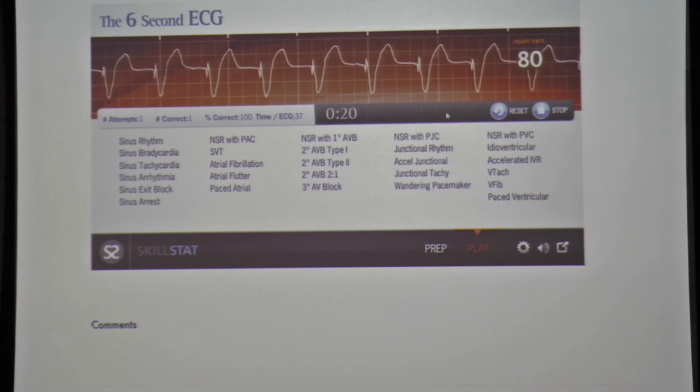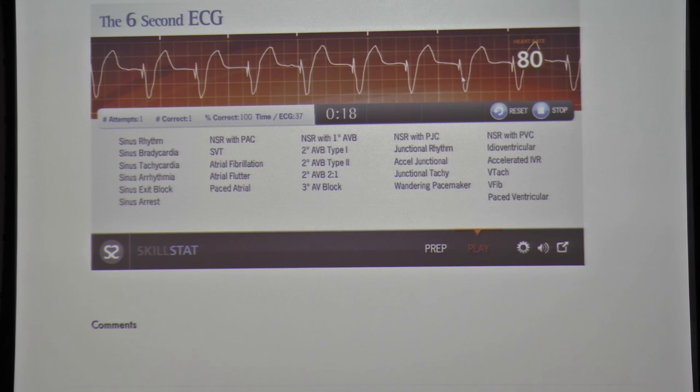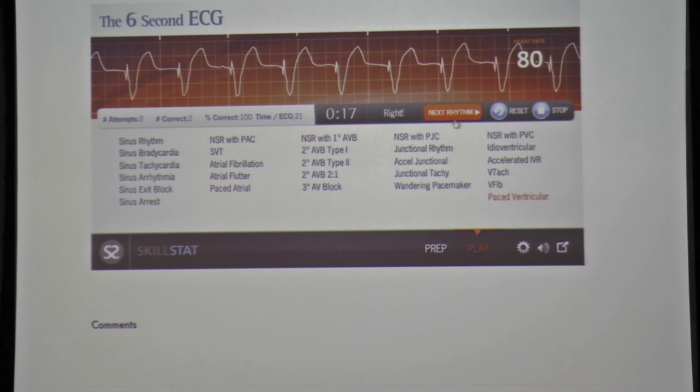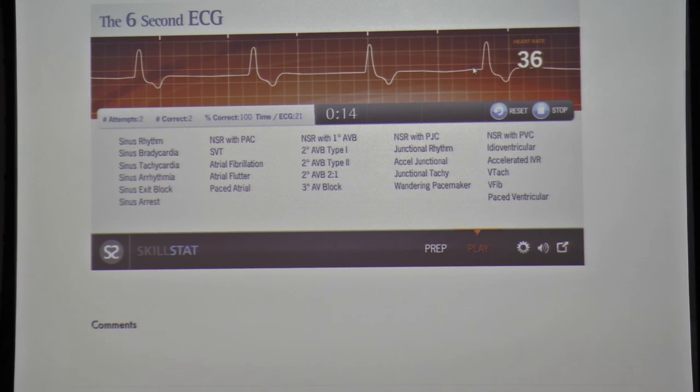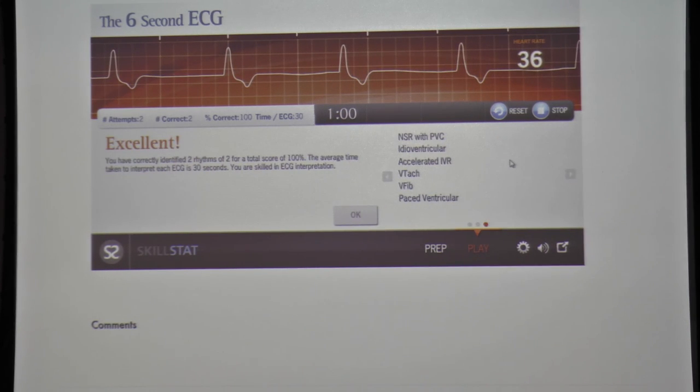This was our pacer spike with a ventricular, which we saw once before, so it's paced ventricular. This one, a heart rate of 36 with a wide QRS. We call this idioventricular, within the ventricles. Since the rate is between 20 to 40, it would be just idioventricular. If the rate was faster than 40, it would be accelerated idioventricular, and if the rate was over 100, it would be VTach.